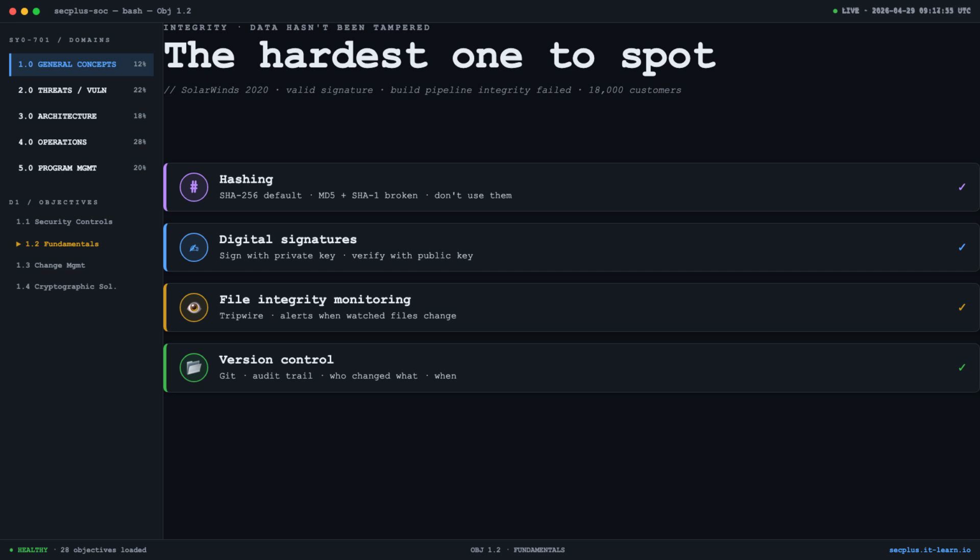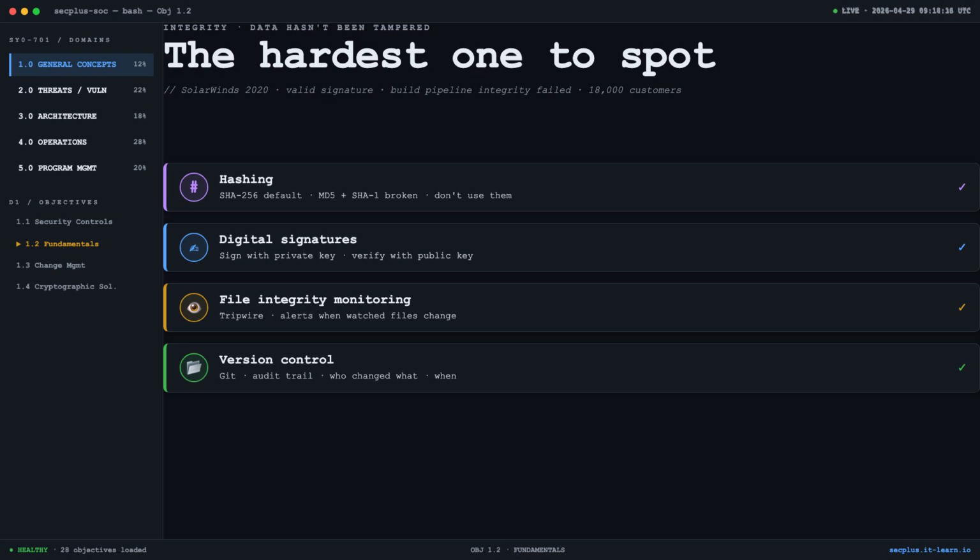The SolarWinds attack from 2020 was an integrity failure. The Orion update was tampered with at the build server, signed with a legitimate certificate, and shipped to 18,000 customers. The signature was valid. The integrity of the build pipeline was not. That nuance is the difference between passing this exam and passing the audit.